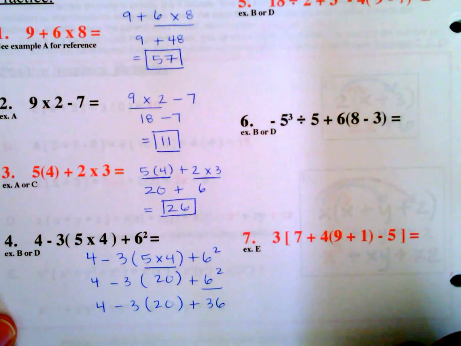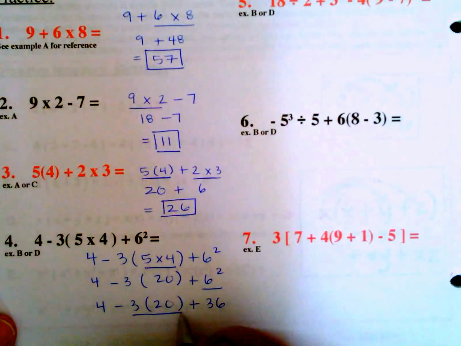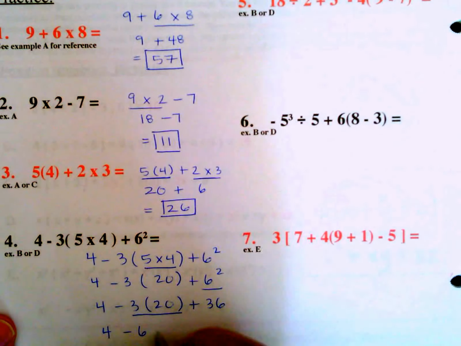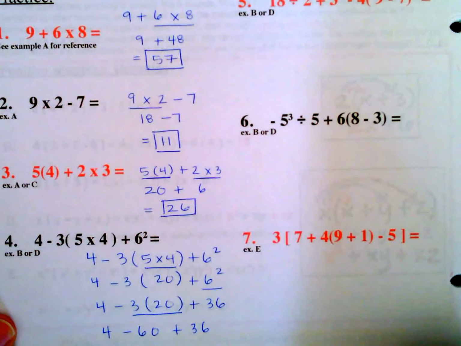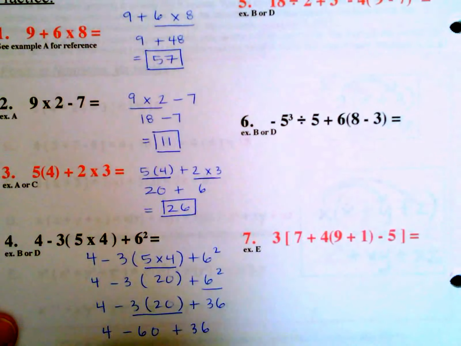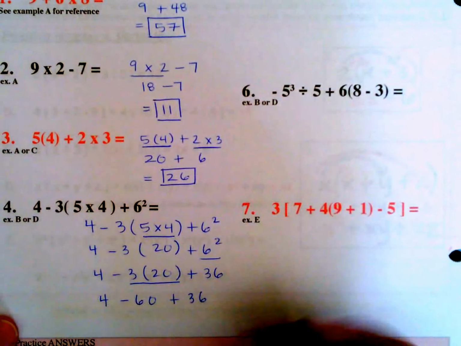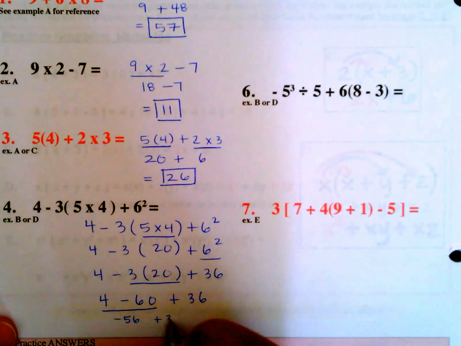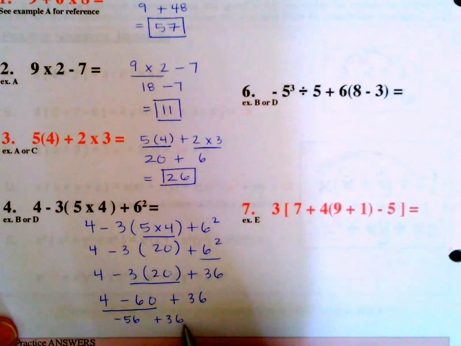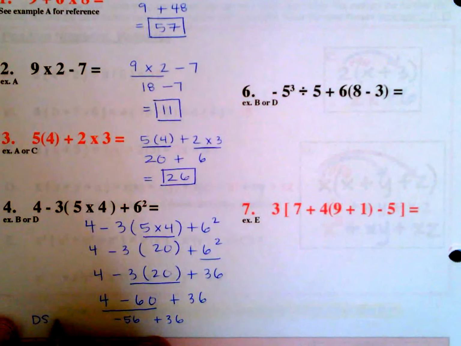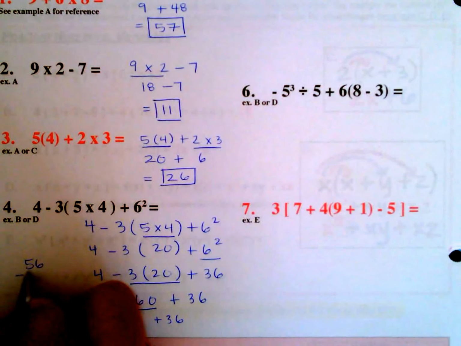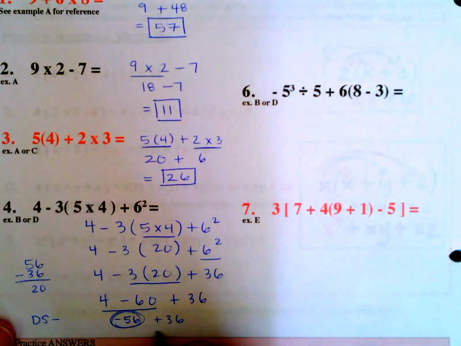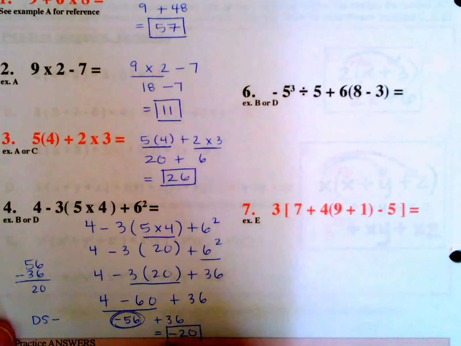So now we've done parentheses, exponents, now multiplication. This is being multiplied right here as the number is directly next to the parentheses. So this is 4 minus 60 plus 36. Now I do from left to right, addition and subtraction. 4 minus 60 is negative 56. And I bring down my 36. Negative 56 plus 36, those are different signs, so we subtract. 56 minus 36 is 20, and the larger number is negative. So my answer is negative 20.